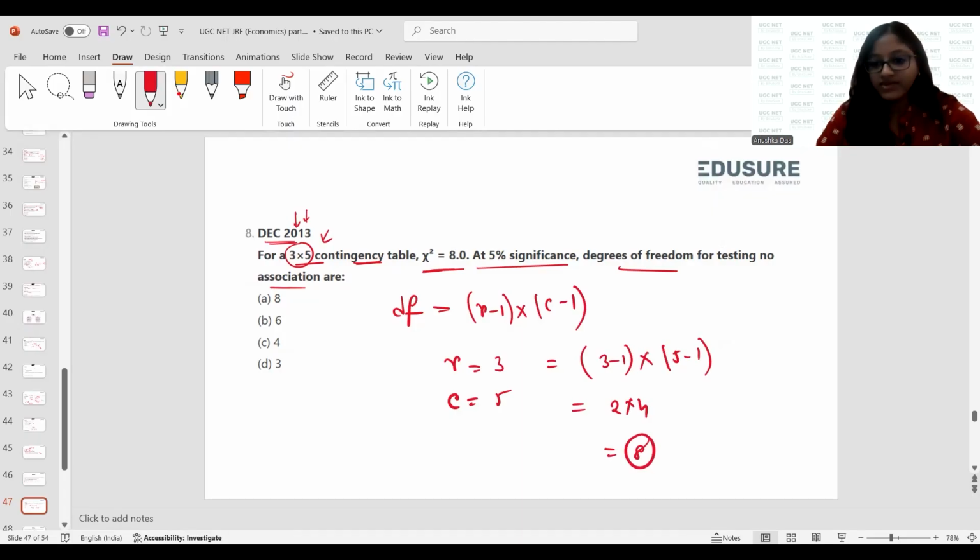So the degrees of freedom will come out to be 8. Right? So 8 will be the right answer. Simple approach. You need to know this code. If you know this, you can solve this.